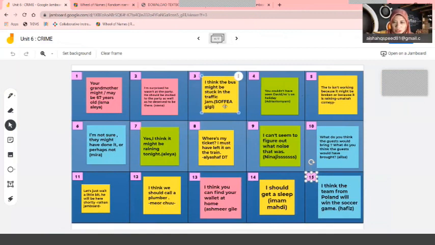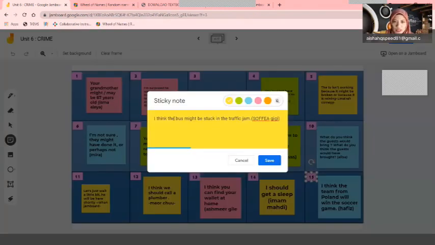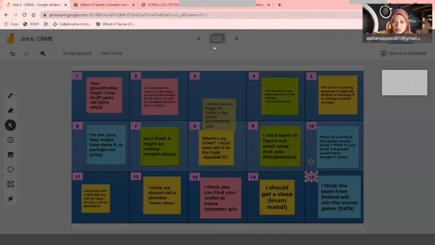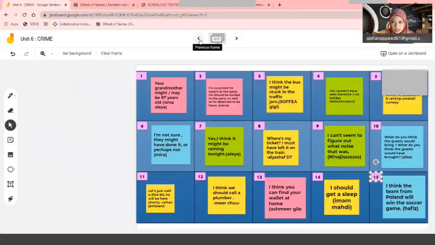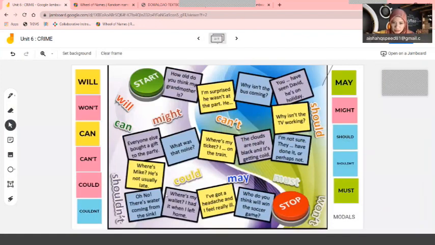I was able to correct them because using sticky notes, we can just click on them, and we corrected whatever was not right. So basically, my students were able to use the correct modal in each of the sentences or questions in the game earlier. Successfully completed.